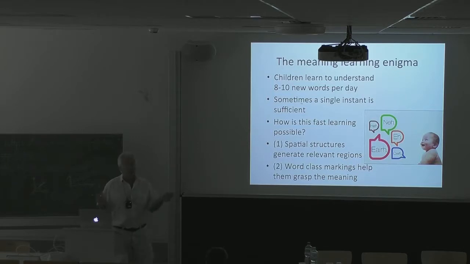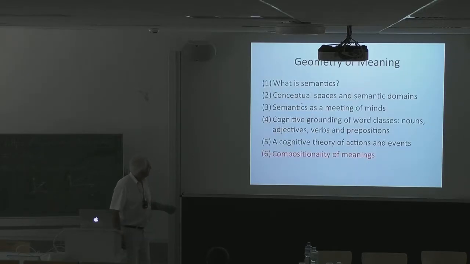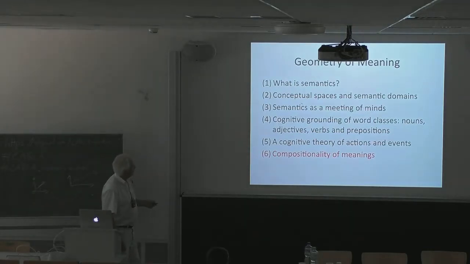So this doesn't answer the question of word learning in total, but these are two elements in why children are so good at learning these meanings. Okay, that's the end of the cognitive theory of cognitive grounding of word classes, and part of that was this part.